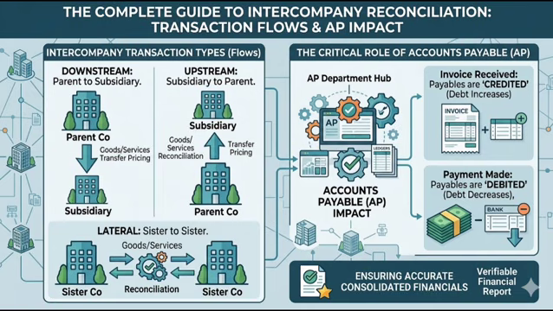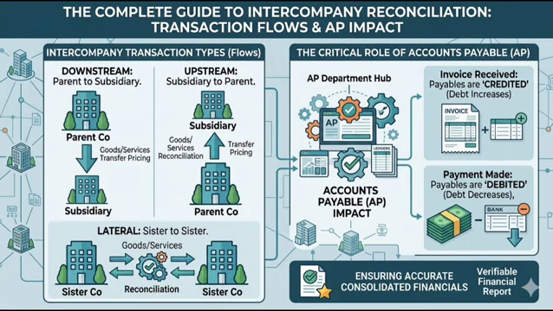2. Payment made. Payables are debited. When the cash actually moves from the bank to pay that invoice, the debt decreases. We debit the payables account to clear it. Key takeaway for viewers: if the AP department in subsidiary A doesn't record the payment at the exact same time the AR, accounts receivable, department in subsidiary B records the receipt, you get a mismatch.